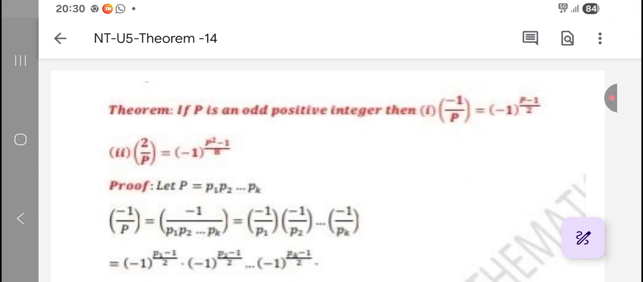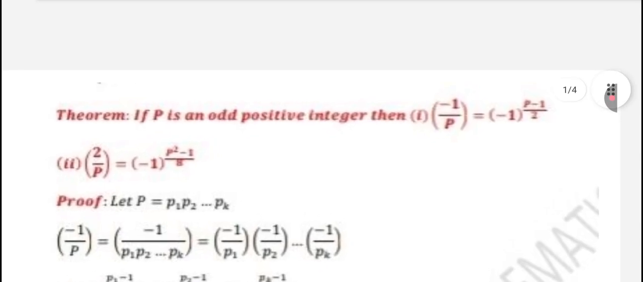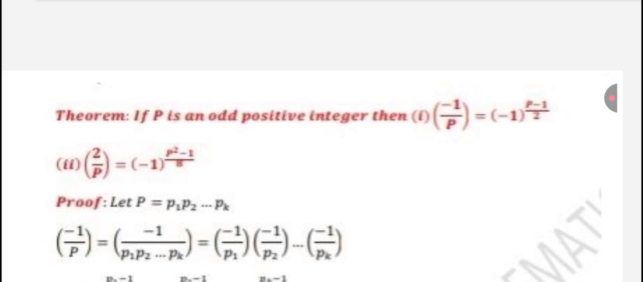Hearty welcome to number theory class, unit number 5, theorem number 14. So this gives a methodology by which we can calculate the Legendre symbol (-1/p) and the Legendre symbol (2/p). So the statement is like this. If p is an odd positive integer, then the Legendre symbol (-1/p) is equal to (-1)^((p-1)/2), and the Legendre symbol (2/p) is equal to (-1)^((p²-1)/8).